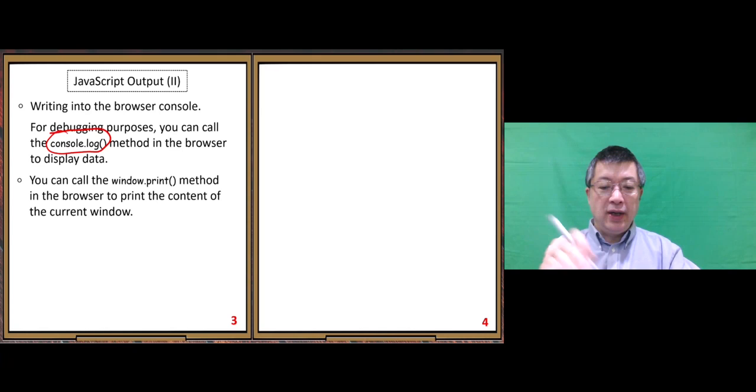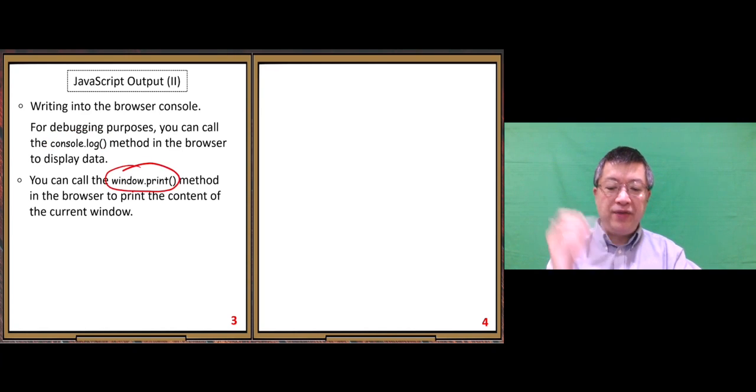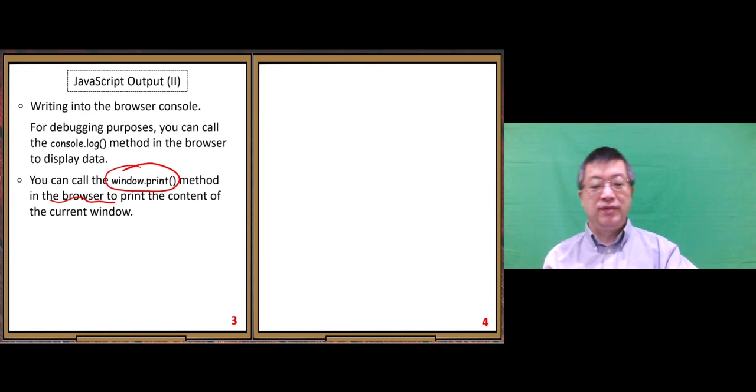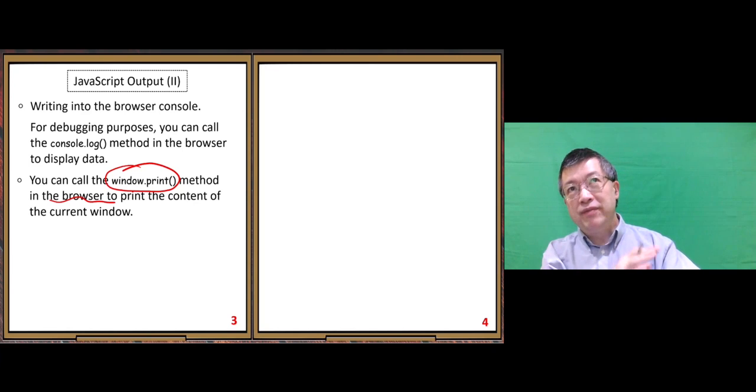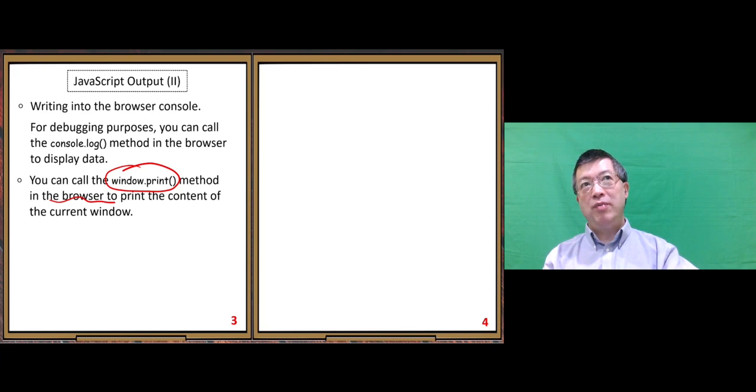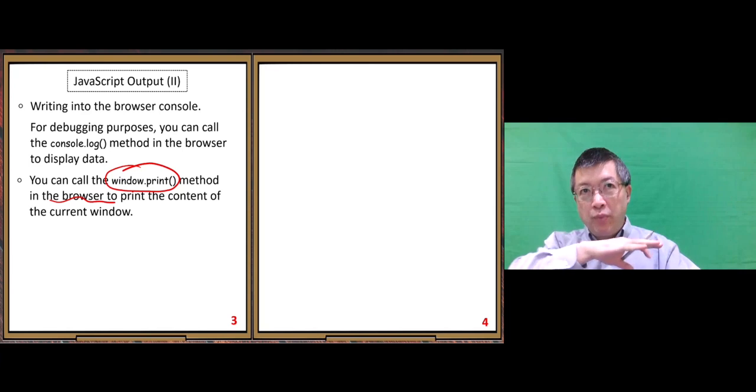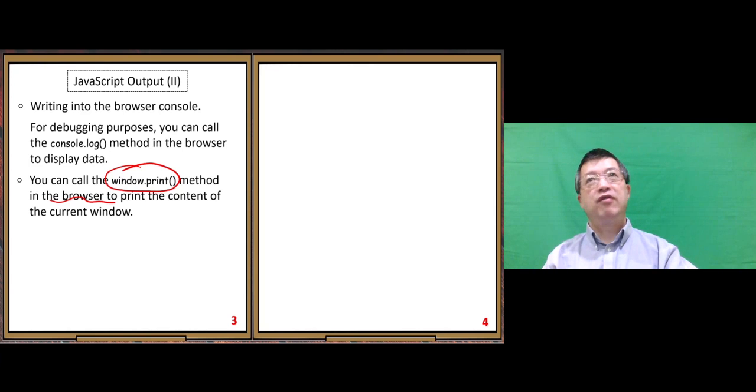Another JavaScript output uses the window.print method. But this one is from the browser, not from JavaScript. The web browser supports the printing feature, so it's not from your JavaScript. But anyway, for programmers, we do not care. We just want to do this feature.